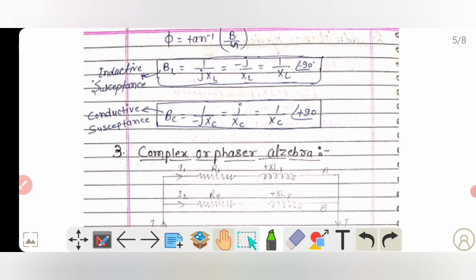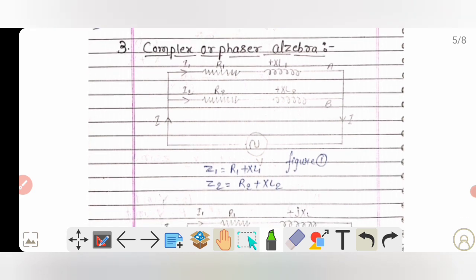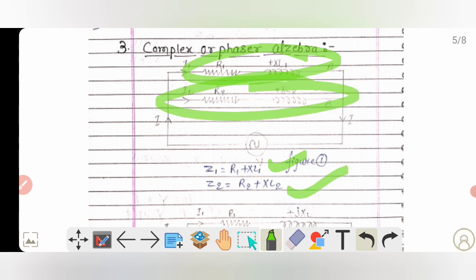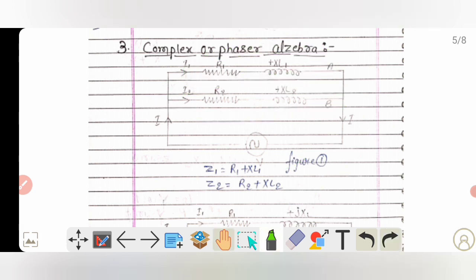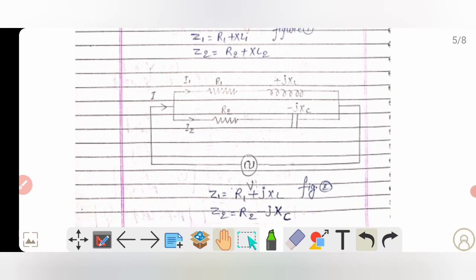Now, my dear friends, we will discuss the next topic, that is complex or phasor algebra. This is the last method for the calculation of parallel RLC circuit. As you can see here, this is the circuit diagram, and from here Z1 will be equal to R1 plus XL1, and Z2 is equal to R2 plus XL2. From this circuit diagram, the value of Z1 will be R1 plus jXL, and the value of Z2 will be equal to R2 minus jXC.